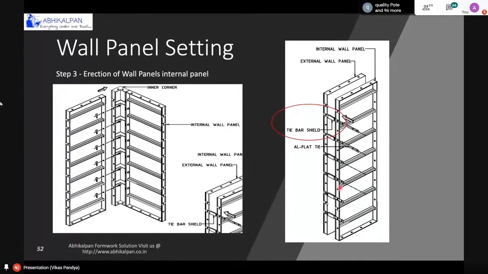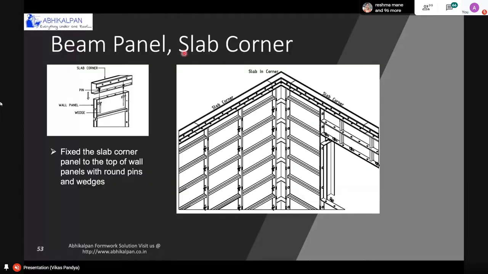So we are providing the maximum number of wall ties at the bottom only. Now the next assembly: beam panel and slab corner. After finalization of erection of the wall panel, we will fix the beam panel, as you can see in this picture, and after the finalization of the beam panel, we will fix the slab corners. The slab corner we will fix on the panel.